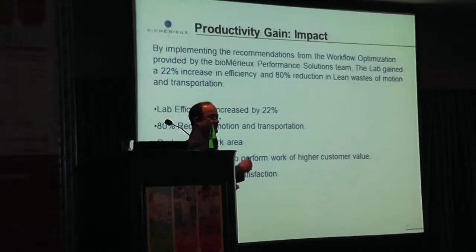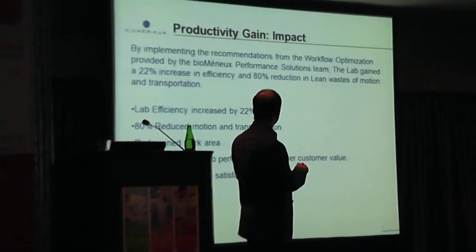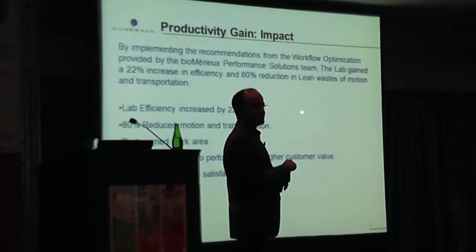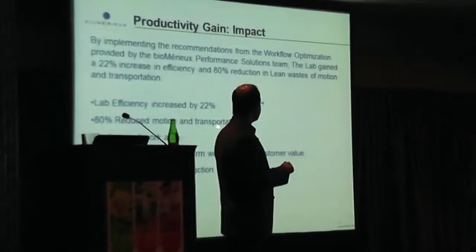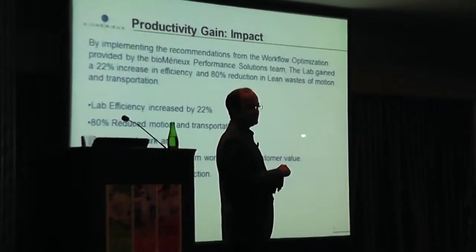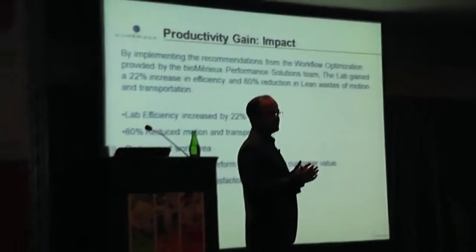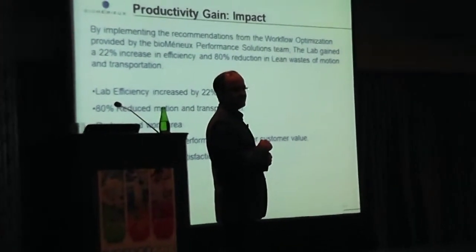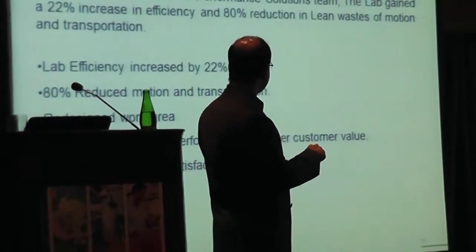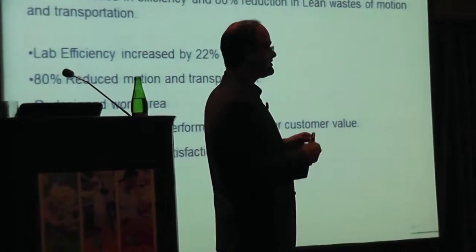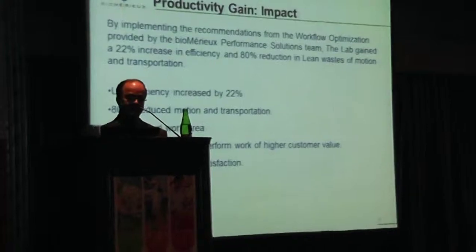When we did the follow-up, these are the results from the follow-up after our assessment. So we went back after 2 months, and we noticed the lab efficiency had increased by 22%. Once we collected the fresh data, we analyzed about 80% reduced motion and transportation. And that is huge, especially, about 50% is what we usually see. This lab really, they were walking huge distances, so we were able to get 80%. It freed up staff time to perform work of higher customer value, and also it increased employee satisfaction and employee morale.